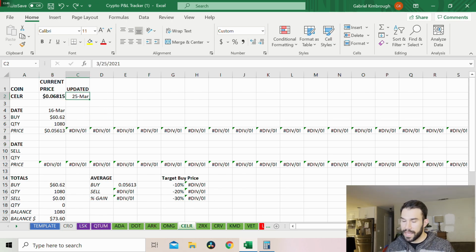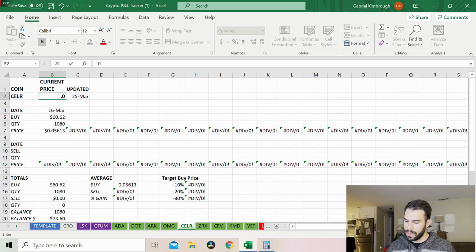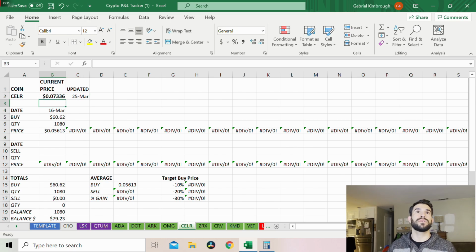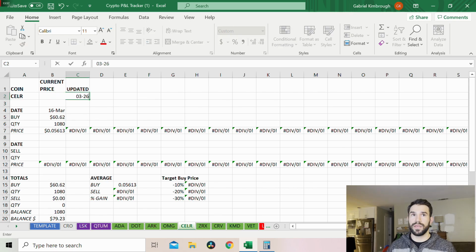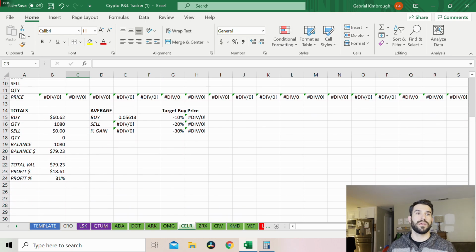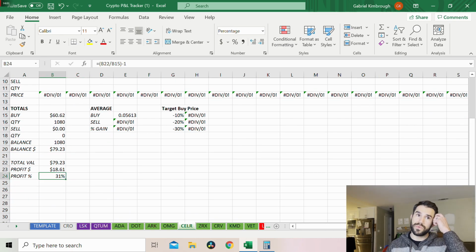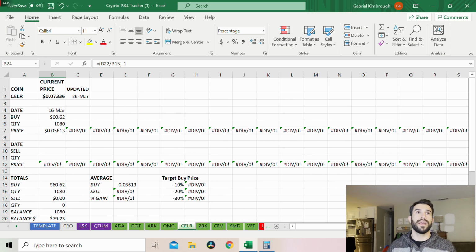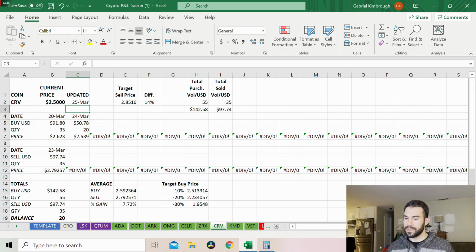And this one has gone up as well, 0.07336. Let's say I updated that today. And pretty good profit on this one, 31% so far, and not in too long either. Bought that one on the 16th at 0.05613. Okay, let's go over to Curve. Where's Curve on my list? Okay, it is at 2.82 today.